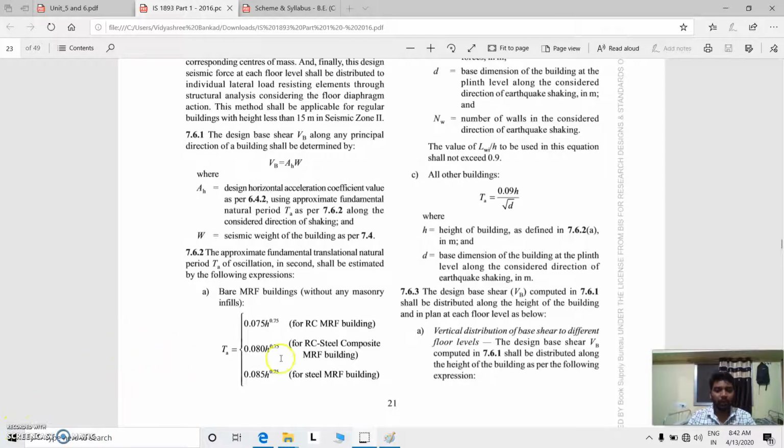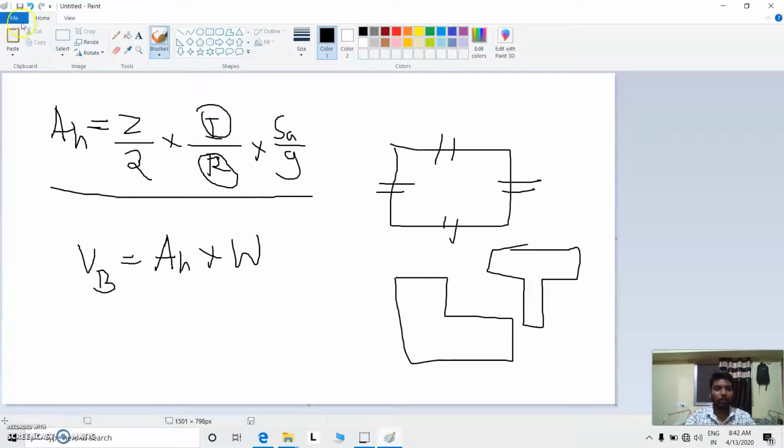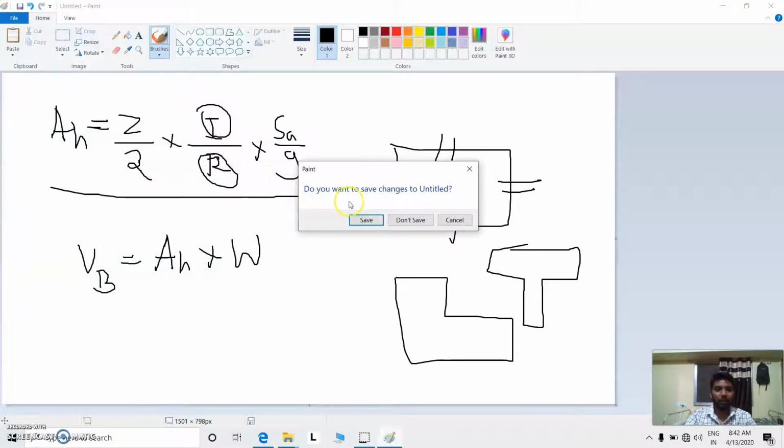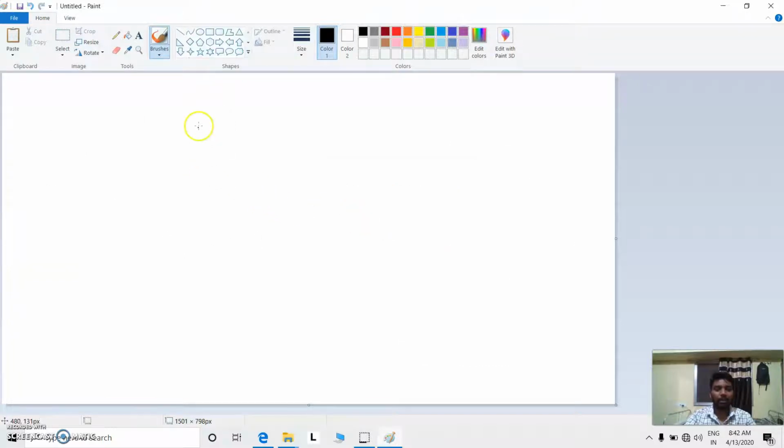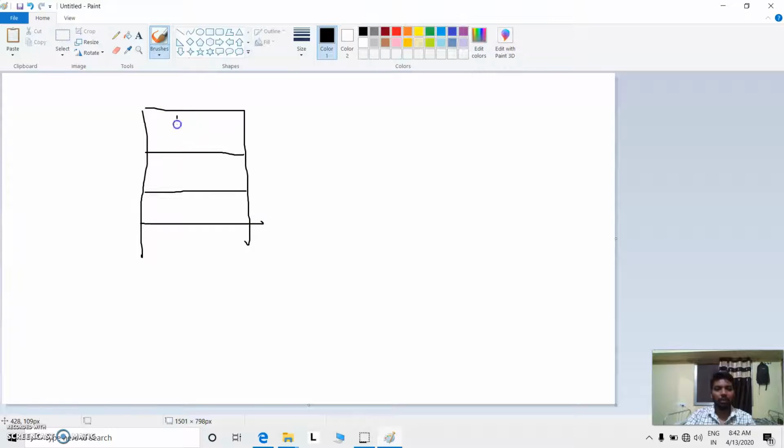In page number 21, it is given with TA value, that is time period. So time period, before going to calculate time period, we should know what time period is. Let us have a structure which is multi-storied. Here I will consider only 3-story. Let us have foundations.